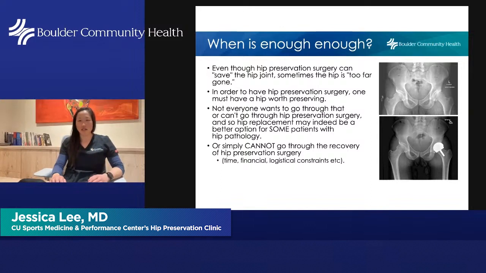The other reason to do it, on the flip side of this, some people, the joint matches, but the activity and demands and expectations don't match. So some people cannot go through the recovery of something like a PAO surgery because of time, financial, logistical constraints, and a hip replacement in that case may be better for that patient. So you have to match the patient with the pathology and the treatment with the patient.